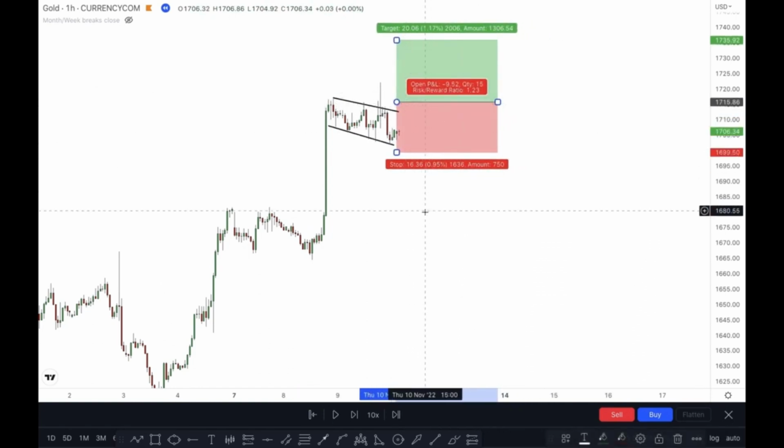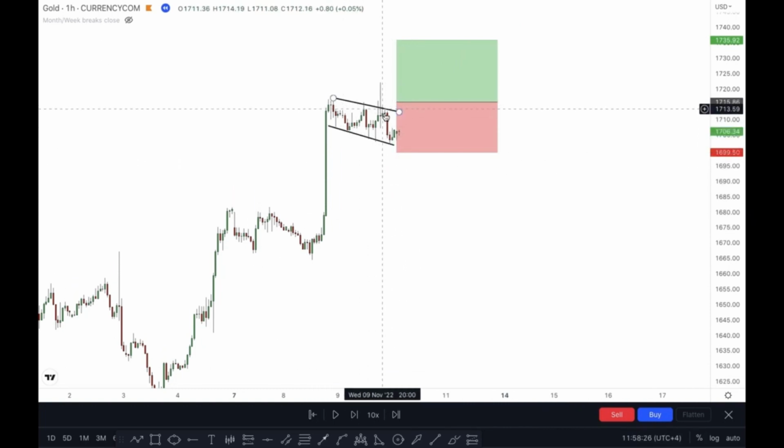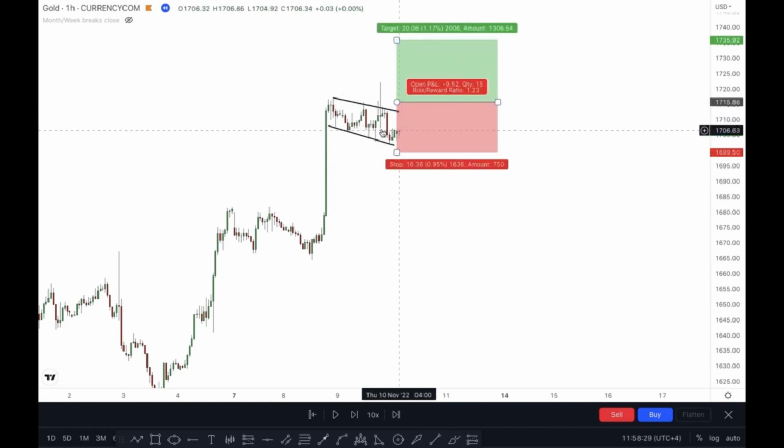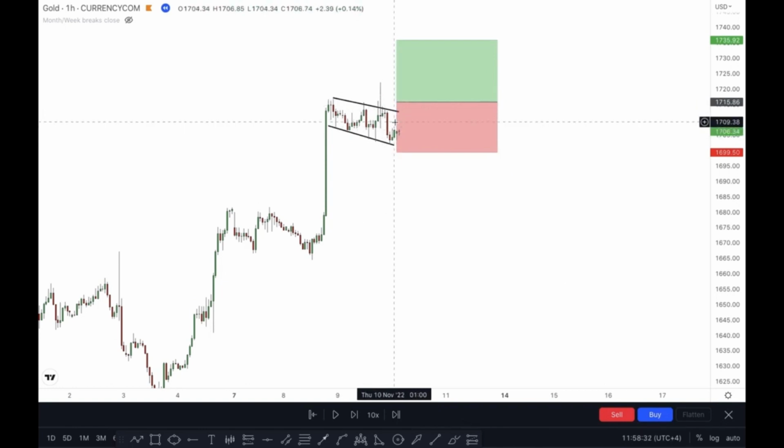So we might have a possible breakout here, right? We're not going to enter in this corrective phase. Here you want to stay out because price is just correcting. You don't want to have any business in this phase. What you are interested in is catching the move to the upside.